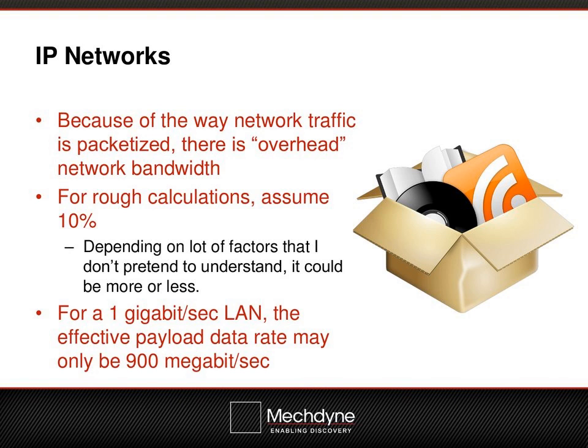So what that basically means for your typical office LAN, your 1 gigabit per second LAN, is that your effective payload data rate may only be 900 megabits per second. So you'll need to make sure that you take into account the network overhead as you begin to understand what your overall network bandwidth usage is.